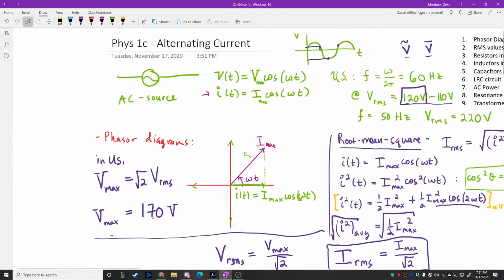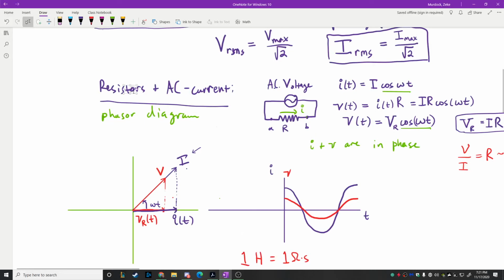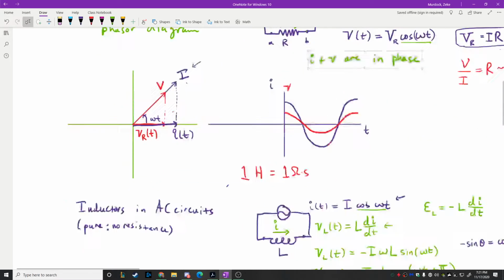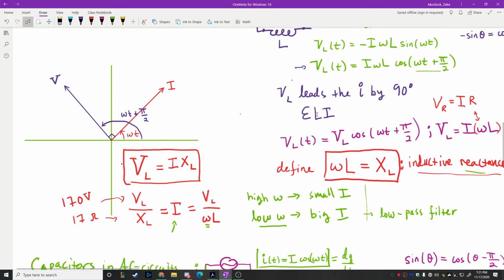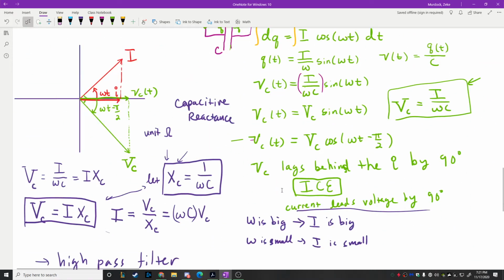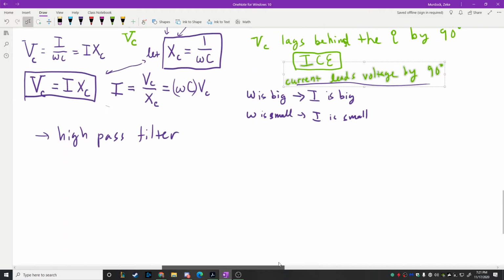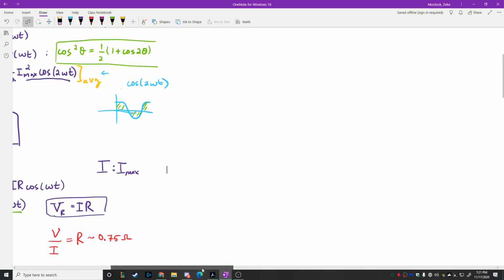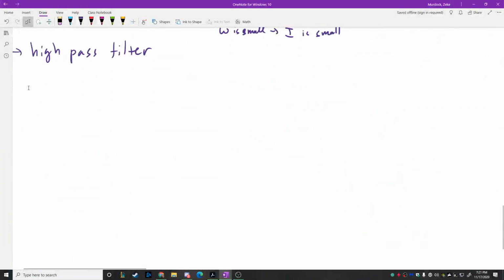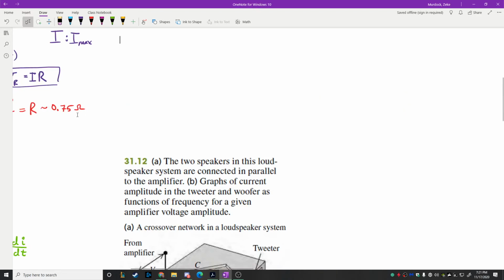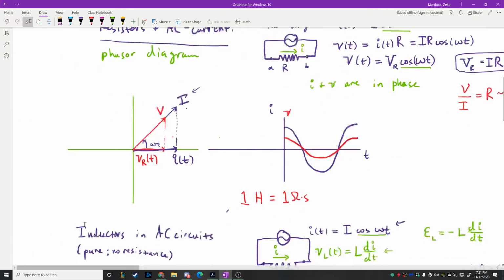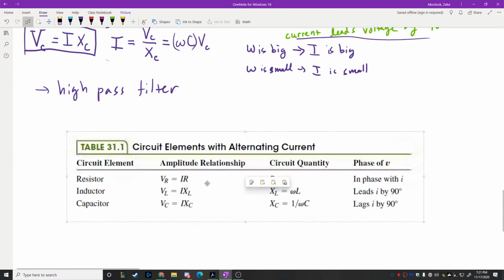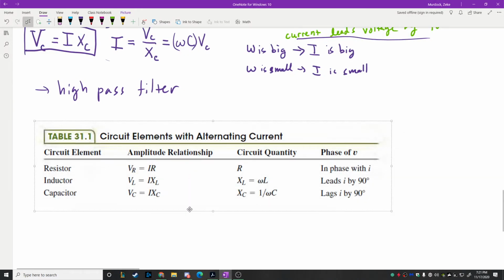So I just want to summarize here. Resistor, I and V are in phase, right? Inductor, the voltage across the inductor leads the current by 90 degrees. Capacitor, the current leads the voltage by 90 degrees, exactly the opposite of the inductor. So if we summarize all of those, there's a little table over here that we can use. I could probably write all this stuff out, but maybe it would be more informative this way. That's a summary of everything that we just said.